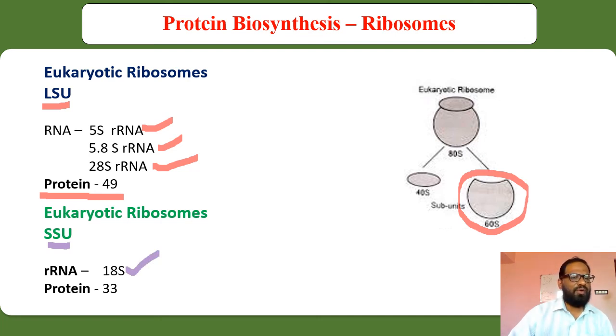Whereas in the case of the prokaryote, they used to have a 16S RNA, but in the eukaryote there is an 18S RNA, and the 18S RNA has about 1900 nucleotides, and there are totally 33 different types of proteins present. These are some of the basic details regarding the ribosome. Ribosomes are important because they are the sites where exactly protein biosynthesis takes place.